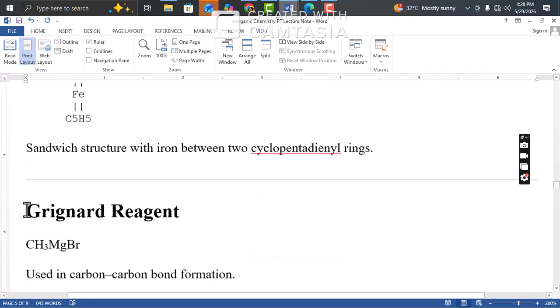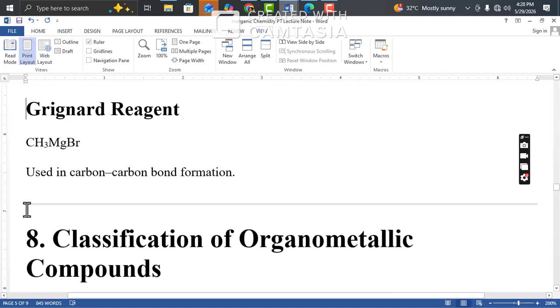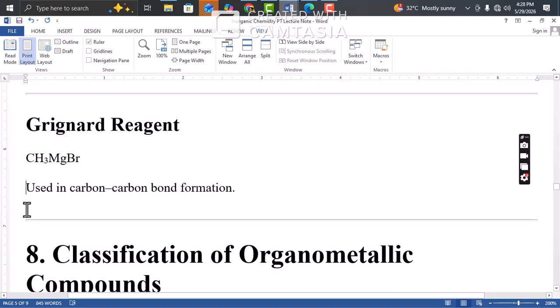Now for the Grignard reagent, this is quite common. Okay, it's common in chemistry. So you see some symbols: R, MgX, where R represents the alkyl group, Mg of course is magnesium, and X is a halide. So this is an example of a Grignard reagent.